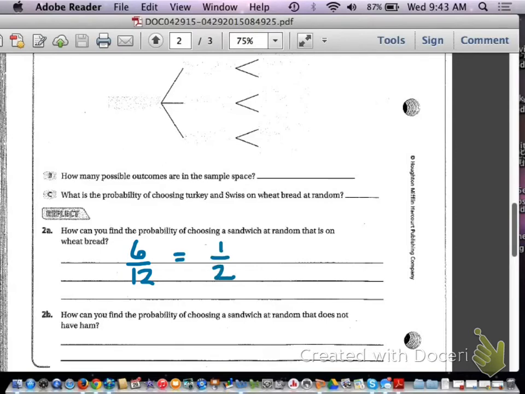To find the probability of choosing a sandwich at random that does not have ham, you need to count all the outcomes that do not include ham. Since there are 4 outcomes with ham, there are 8 outcomes without, and there are 8 out of 12. And if you divide both by 4, you will get 2/3 of the outcomes that do not have ham.